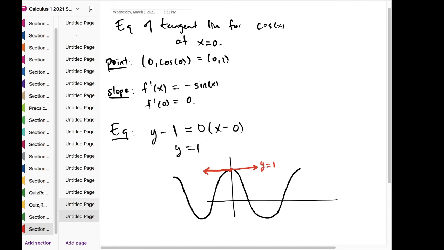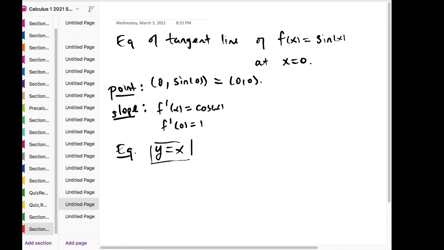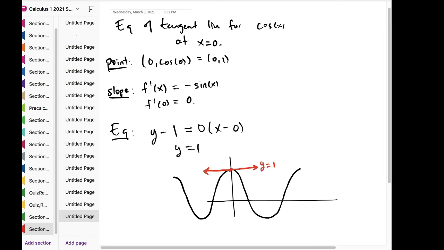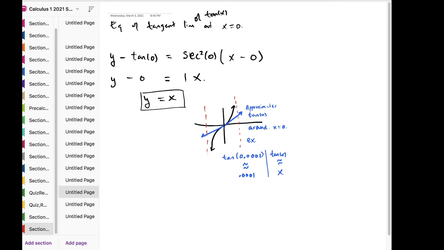And just a little fun thing to see. The equation of tangent line at 0 for sine was y equals x. The equation for the tangent line of cosine at x equals 0 is y equals 1. And then for tangent was y equals x. So it's kind of like x over 1. So it may not always be true, but it was true for this one.